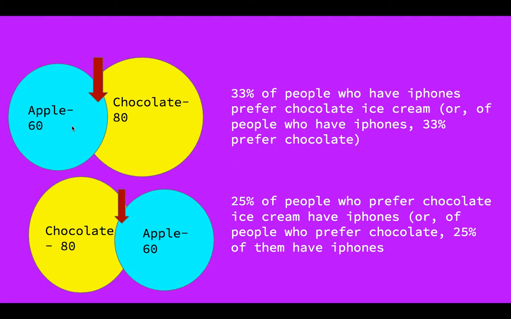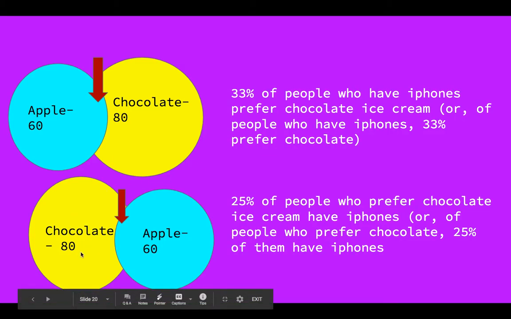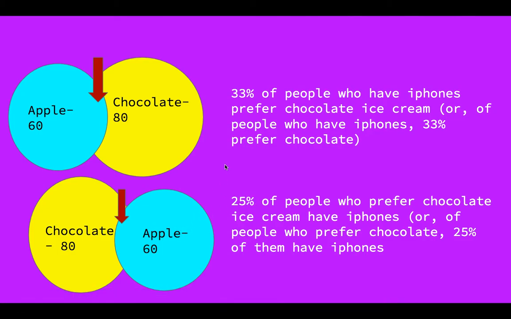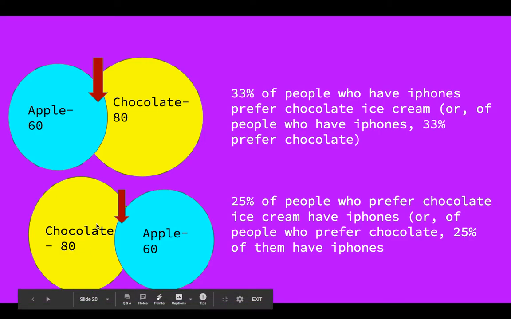But just to reiterate here, of the people who have Apple iPhones, 33% of them prefer chocolate ice cream, right? Of people who have chocolate, or who prefer chocolate, 25% of them have an Apple iPhone. 25% of people who prefer chocolate ice cream have iPhones, or of people who prefer chocolate, 25% of them have iPhones.